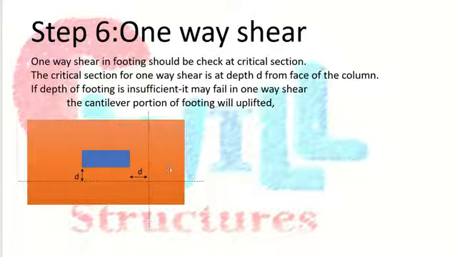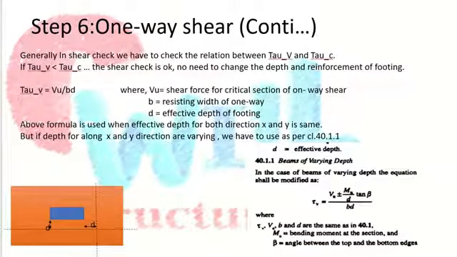If the depth of footing is insufficient, it may fail in one-way shear, and if the foundation fails in one-way shear, the cantilever portion will get uplift and your foundation may fail. Generally, in the shear check, we have to check the relation between tau E and tau C. If tau E is less than tau C, the shear check is correct. There is no need to change the depth and the reinforcement of the footing.